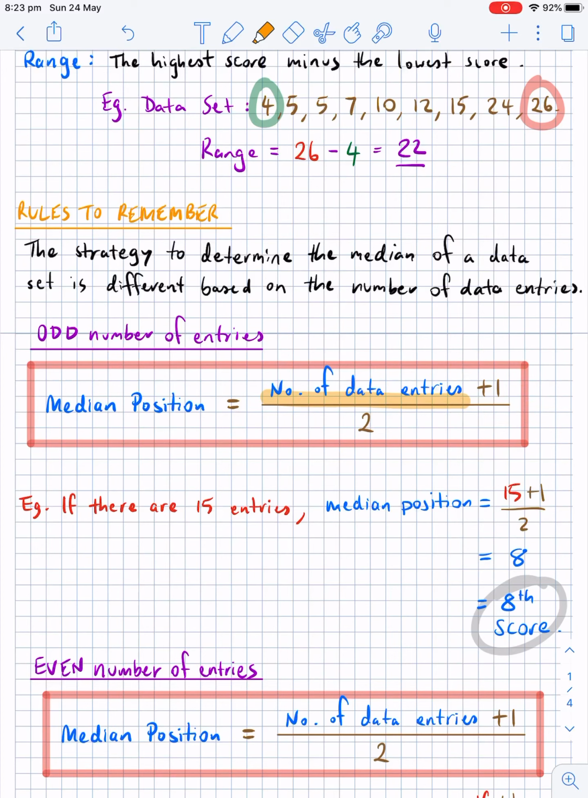and then divide that by 2. For example, if there are 15 entries, that's an odd amount of entries, then the median position is you take the number of data entries, 15, and add 1 to it, then divide by 2. That is exactly what we do here. 15 plus 1 divided by 2 gives you 8, because 16 divided by 2 is equal to 8. So the 8th score is going to be your median. You can literally just count along to the 8th one. That number will definitely be your median.